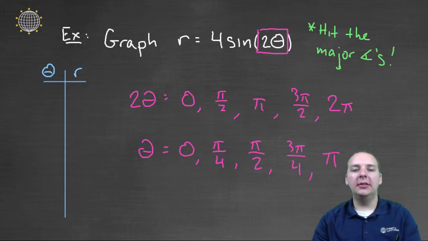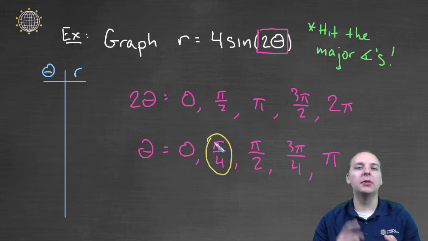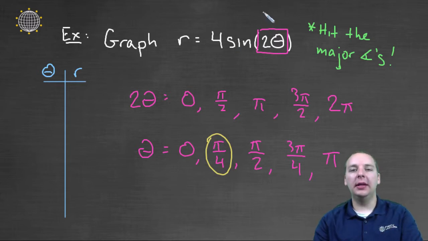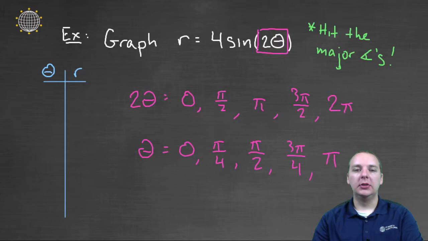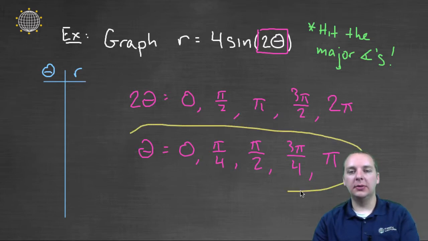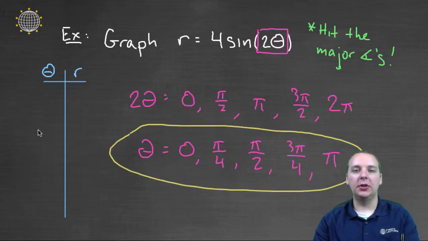And then now you look at these and you say, well, Devin, hang on, pi over 4, that's not one of your major angles. But remember, you're doubling it. And so in actuality, after you double it, you'll be taking sine of pi over 2, which is 1, right? That's one of the extreme values that sine has. So actually, we're doing pretty good here. So these are the actual angles that we're going to put in our chart here.